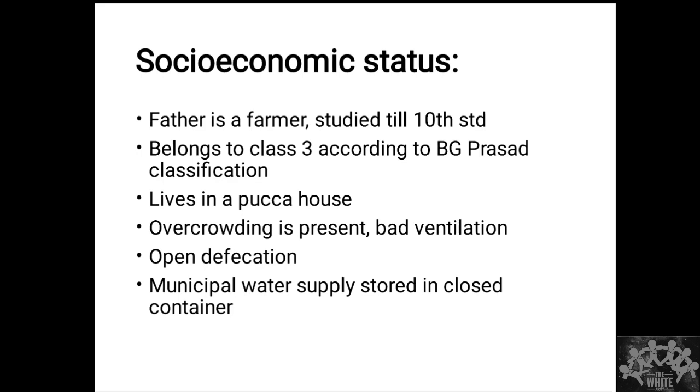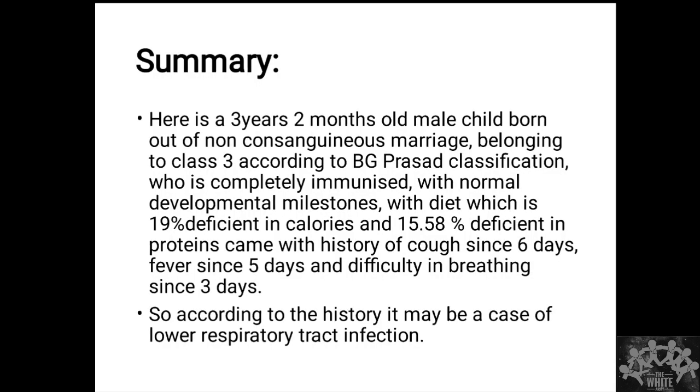I think your history is complete. Yes, sir. Here is a 3-year, 2-month-old male child born out of non-consanguineous marriage belonging to class 3 according to BG Prasad classification, who is completely immunized with normal developmental milestones with diet which is 19% deficient in calories and 15.58% deficient in proteins, came with history of cough since 6 days, fever since 5 days and difficulty in breathing since 3 days. So according to my history, it may be a case of lower respiratory tract infection.